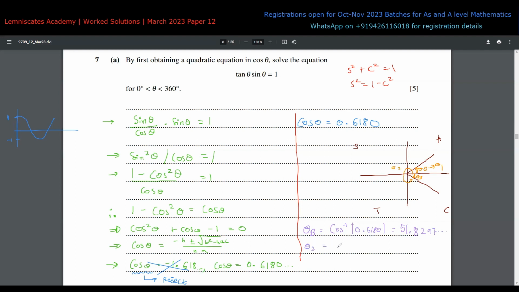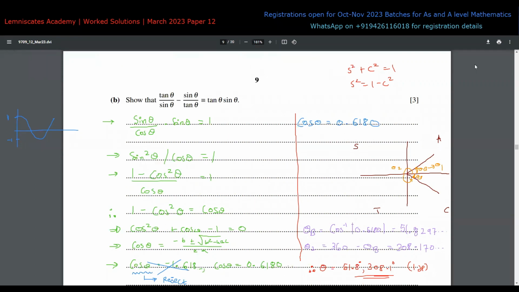And your theta 2 is equal to 360, the full 360 minus that basic angle. So this will give you the answer of 308.170 something. So what are the final answers of the first part of question 7? My theta values are 51.8 correct to one decimal place and 308.1, both of them as I mentioned correct to one decimal place, because that's the format that we want to give the answer, which is mentioned on the first page itself, right? So yeah, that's about the first part of question 7.